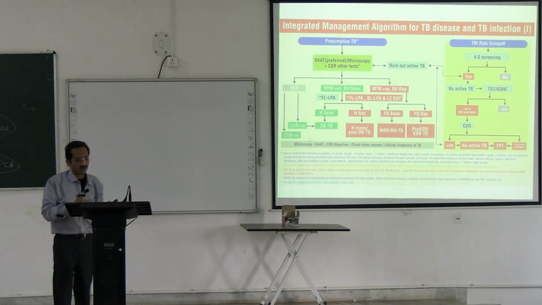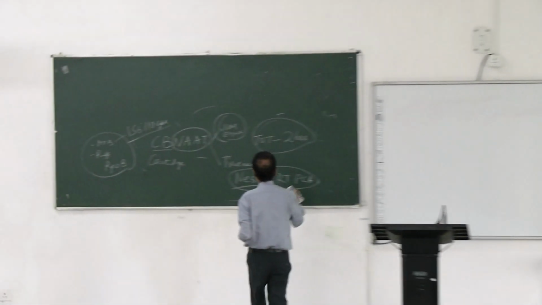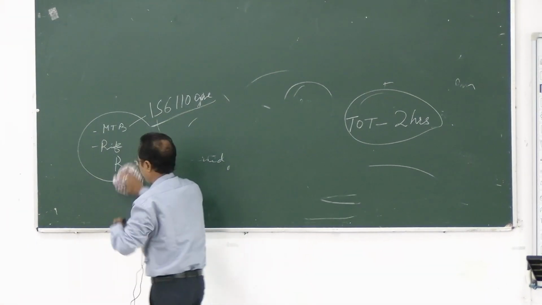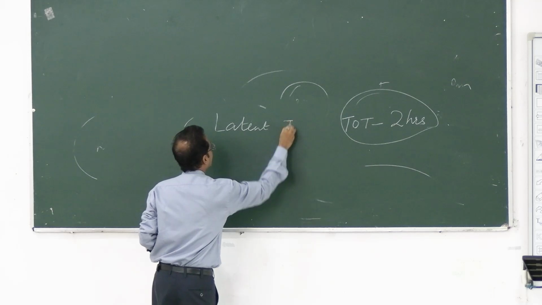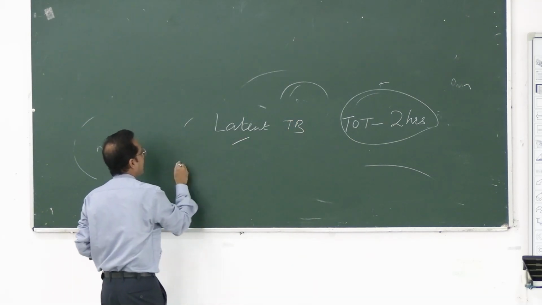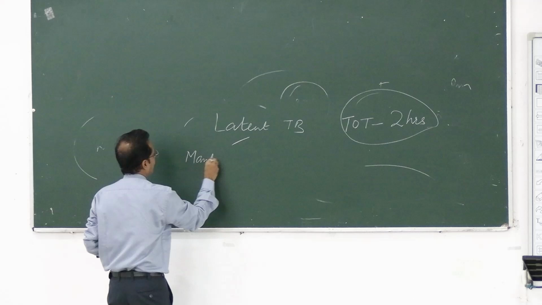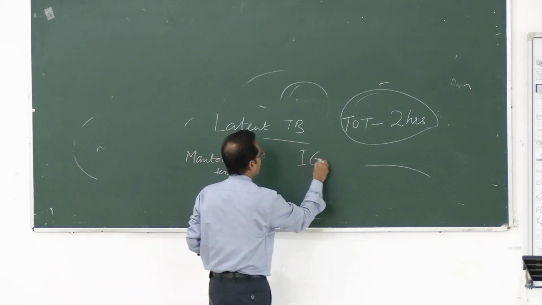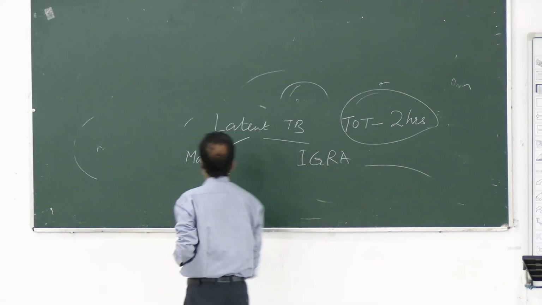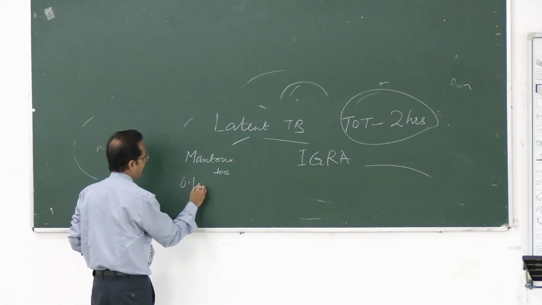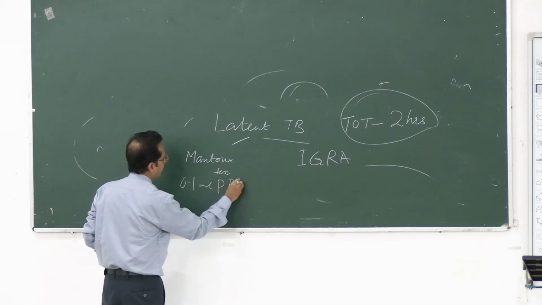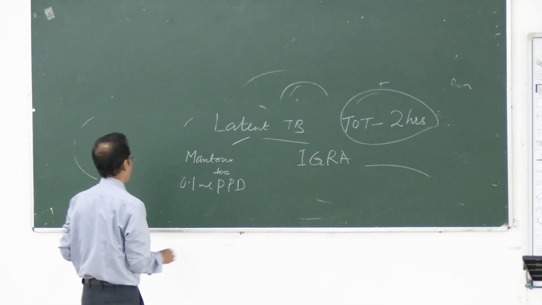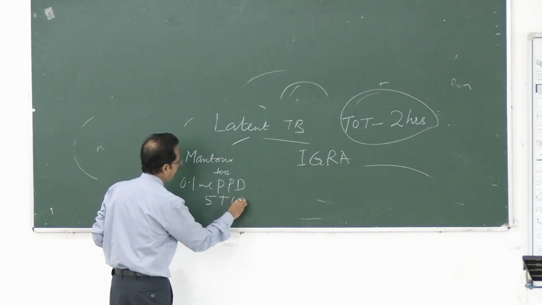Now presumptive TB, now how will you detect latent tuberculosis? Latent tuberculosis, what is to be detected? One is presumptive TB and the other is latent TB. For latent TB, 2 tests, either you can do a Mantoux test or an IGRA, interferon gamma release assay. In the Mantoux test, 0.1 ml of purified protein derivative is injected intradermally. It is an intradermal test, purified protein derivative, that is usually equivalent to 5 tuberculin units.